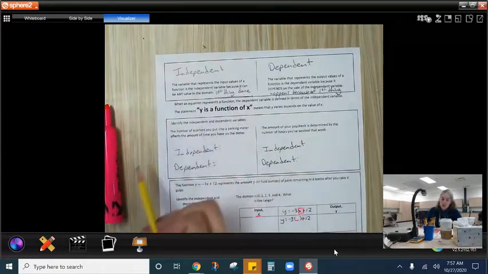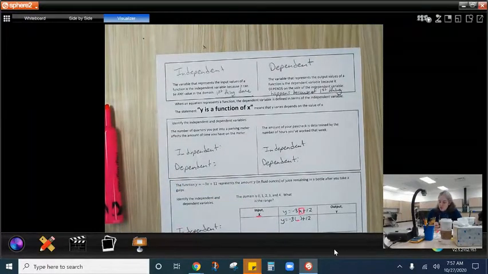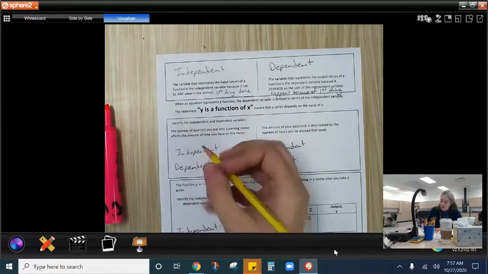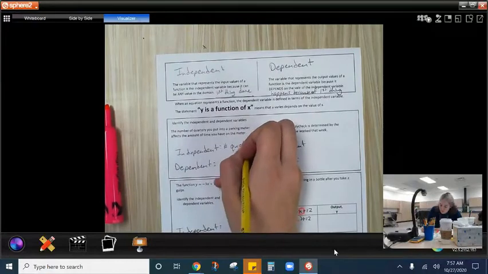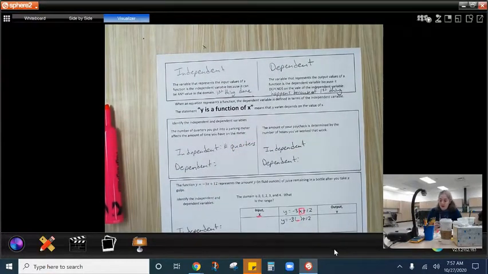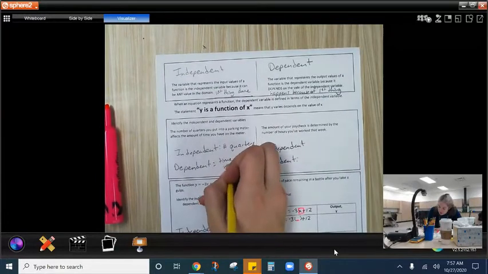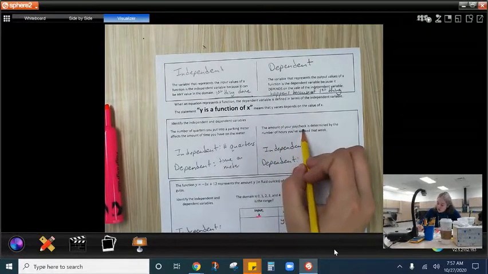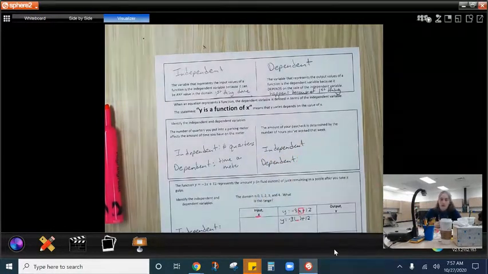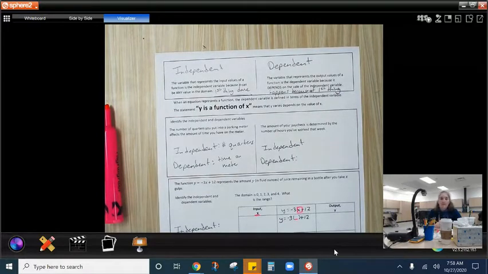So for our first one right here, we just want to identify what's the independent and dependent. The number of quarters you put into a parking meter affects the amount of time you have on the meter. Well, what did we do? What we did was we had some number of quarters, right? And then what happened? Well, it was the time on the meter. That's what happened.